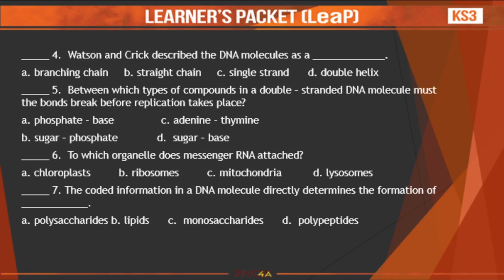Number 5, between which type of compound in a double-stranded DNA molecule must the bond break before replication takes place? A, phosphate base, B, sugar phosphate, C, adenine thymine, D, sugar base. Number 6, to which organelle does messenger RNA attach? A, chloroplast, B, ribosomes, C, mitochondria, D, lysosomes. Number 7, the coded information in a DNA molecule directly determines the formation of blank. A, polysaccharides, B, lipids, C, monosaccharides, D, polypeptides.